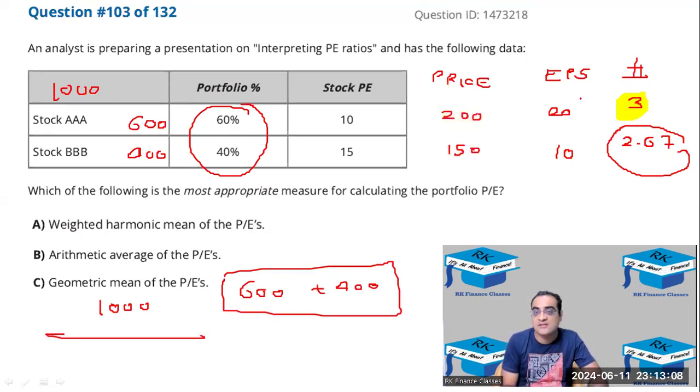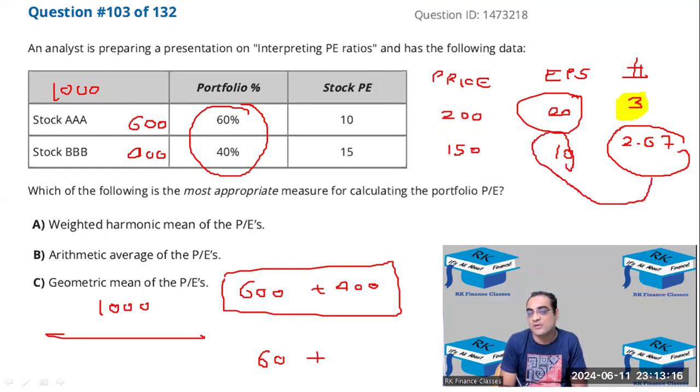So 3 shares giving a profit of 20 each: 3 into 20 is 60 rupees of profit. And 2.67 shares giving 10 rupees of profit each, so 2.67 into 10 is 26.7. So the total is 86.7. So this was the right approach. She was right, I was wrong. This was the right approach to do it.